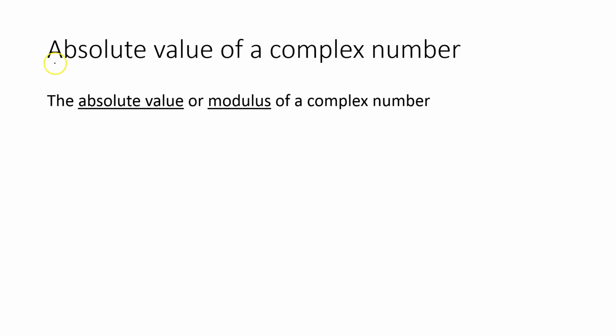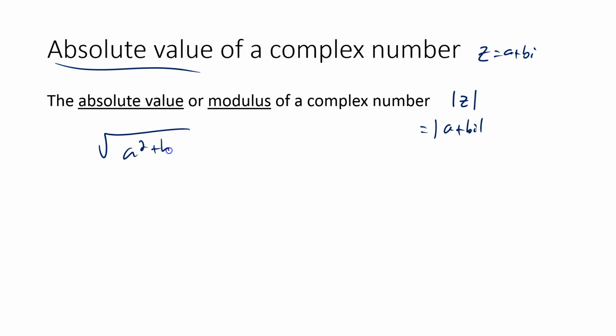So we need to define what we call the absolute value of a complex number. So if I have z is a plus bi, then the absolute value or modulus of a complex number, you can denote that with absolute values. So absolute z, which is the same thing as absolute a plus bi. And the way you evaluate it, you might know this already with vectors, right? If you think about the absolute value of a vector, it is the square root of a squared plus b squared. So that is a definition.